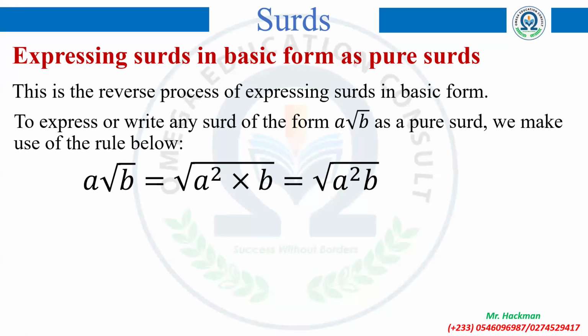Remember when I introduced you to the pure set, we said a pure set is a set with the coefficient being what? 1. With the rational factor being what? 1. All correct? Yes, please. So here you'll be given a set with a coefficient not being 1, and you'll be asked to make the coefficient 1. So we make use of the rule below.